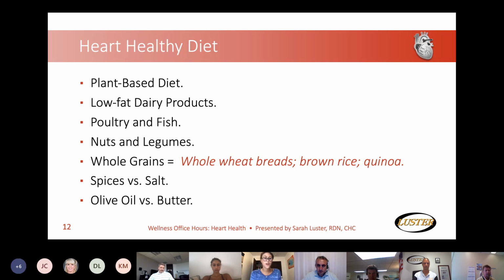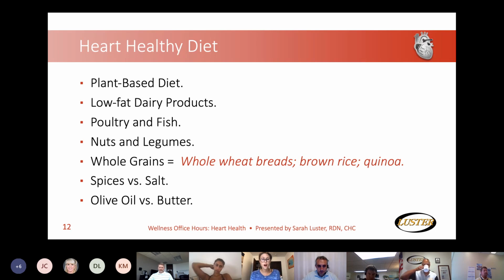Another way that you can have a heart healthy diet is to limit how much you season your food with salt. You can choose other spices to add flavor to your food versus adding a ton of salt. So, garlic powder, onion powder, cumin, paprika, and just limiting that salt. And then cooking with olive oil or canola oil versus butter or lard. That's definitely going to be helpful.